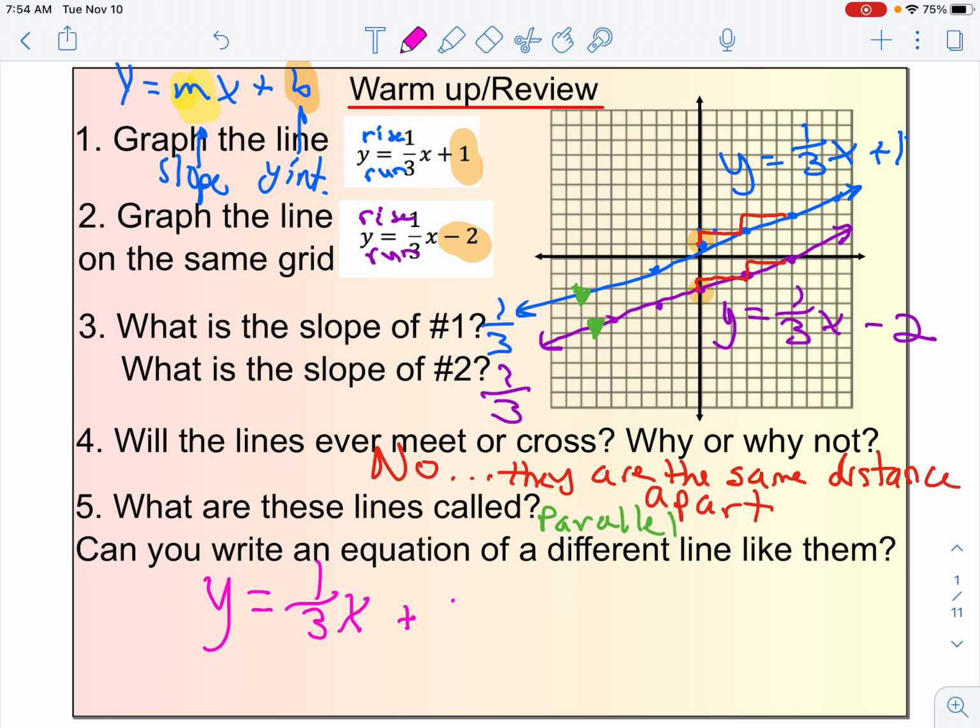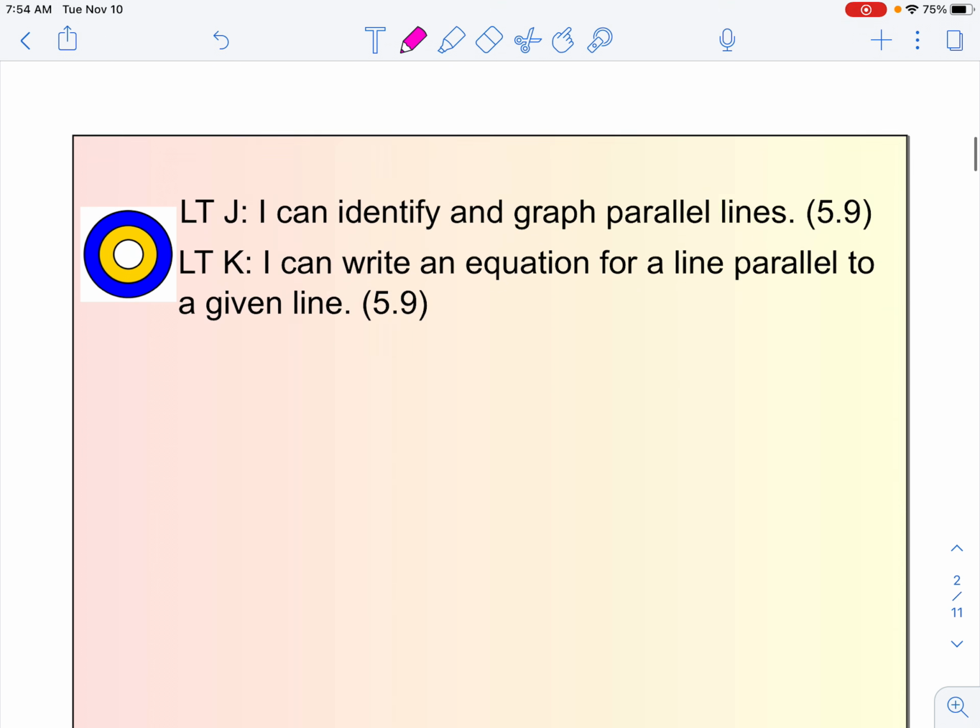So let's say our y-intercept is 6. Now we can go up to 6: 1, 2, 3, 4, 5, 6. And we can go up 1 over 3, up 1 over 3, or down and left, like I said before. And this will be an equation of a line that is also parallel to both of those other ones. So what we're noticing is that parallel lines have the same slope.